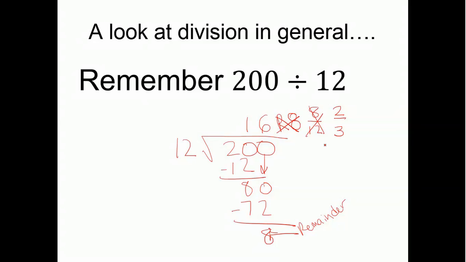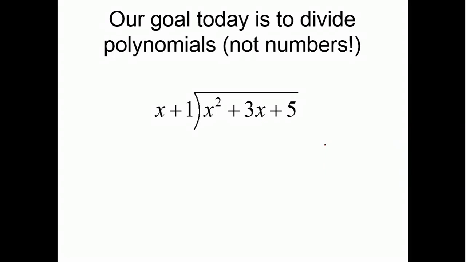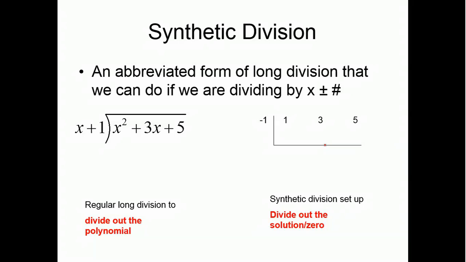Let's now go to what we're going to do today. Our goal is going to be to divide polynomials, not numbers, but actual polynomials. Now, this would be what's known as long division, because it has a polynomial divided by a bigger polynomial. What we're going to do is the synthetic version of this. Basically it's an abbreviated form of long division that we can do if we're dividing by x plus or minus a number. So if what we're dividing by looks like x plus 3 or x minus 5 or something in that nature.